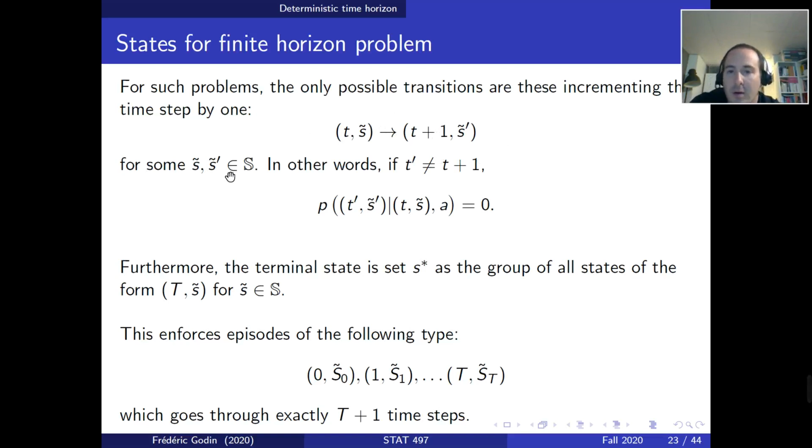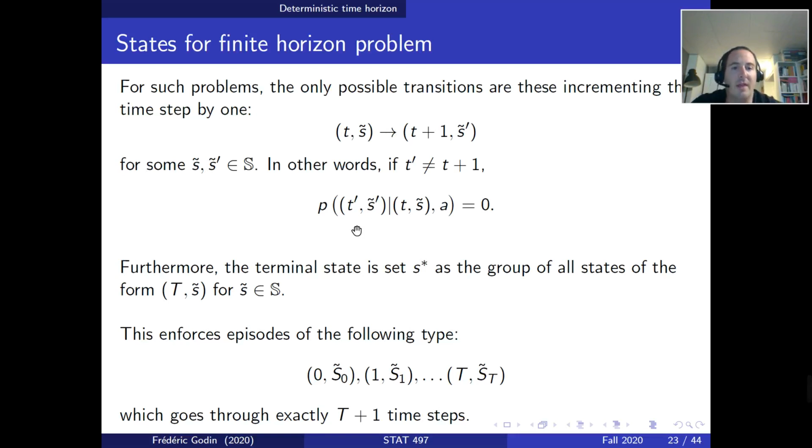This holds for the various values of s tilde and s tilde prime being raw states. In other words, if t prime is different from t plus 1, it's impossible to go from a state which contains time t to a state where the first component is different from t plus 1. So you can only progress forward through time in these problems, which is reflected by the transition probabilities.